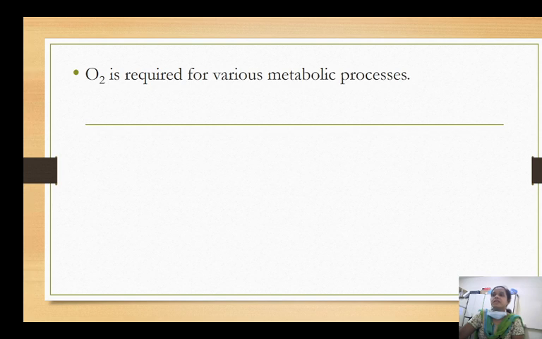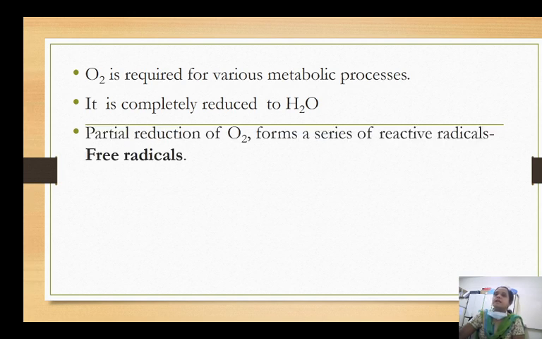Oxygen is required for various metabolic activities in our body because the glycolysis that happens in our body is mainly aerobic glycolysis. So for various metabolic reactions, oxygen is utilized, and the oxygen that is utilized in the body is completely reduced to a water molecule. But sometimes this oxygen undergoes partial reduction. Partial reduction of oxygen forms a series of reactive radicals which are called free radicals.